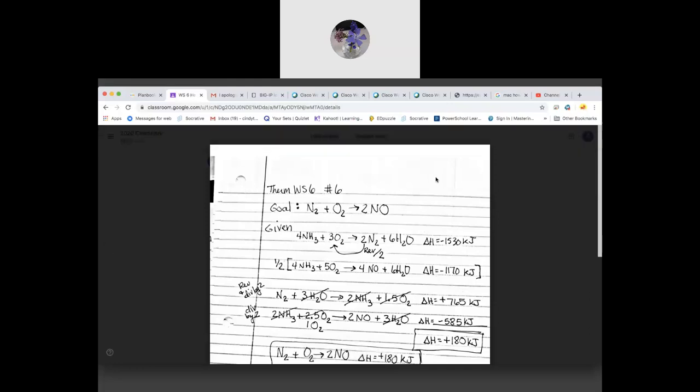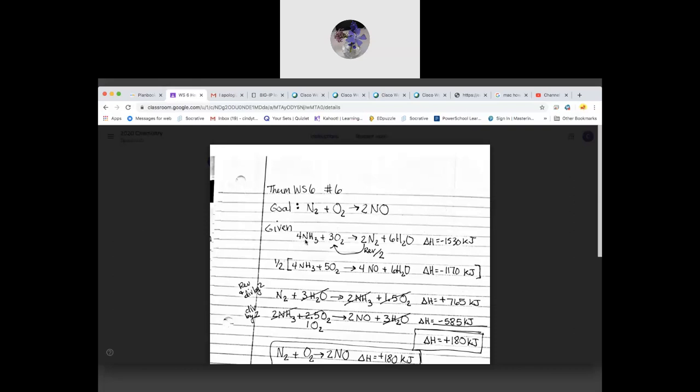Hi, so we're going to do number 6 of worksheet 6, which is another Hess's Law problem. And our goal equation is N2 plus O2 yields 2 molecules of NO. And we don't know the heat of the reaction for this, but we're given 2 reactions.